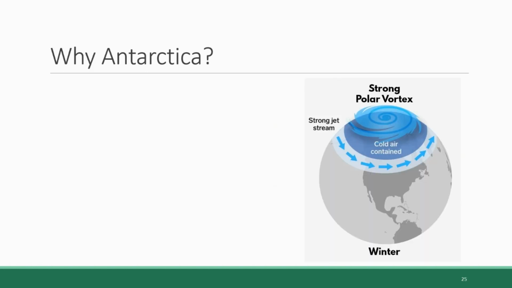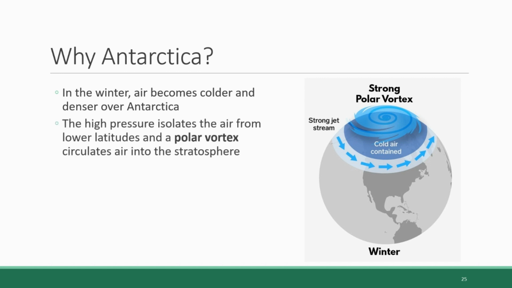The last question we need to address is why the heck this process was specifically happening over Antarctica. Well, Antarctica has some unique conditions that make it more susceptible to a high concentration of ozone depletion. So, in the winter, air obviously becomes much colder and therefore denser over Antarctica. And this creates an area of high pressure that gets isolated from the air in lower latitudes that experience more mild temperatures.